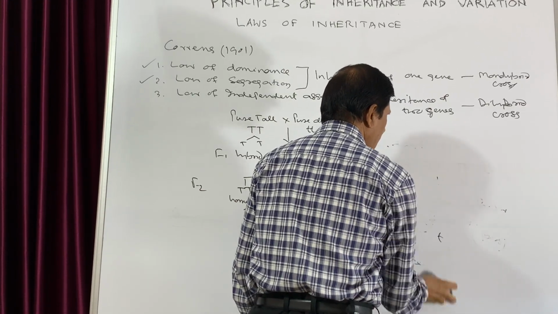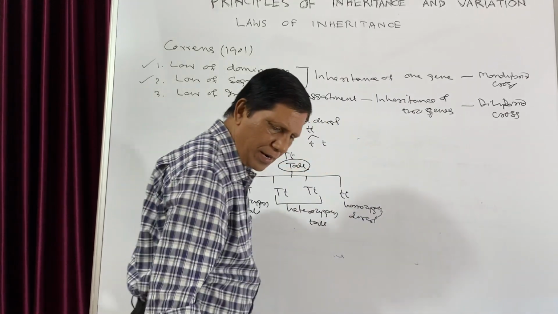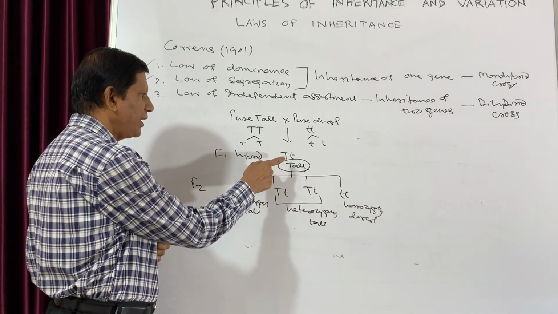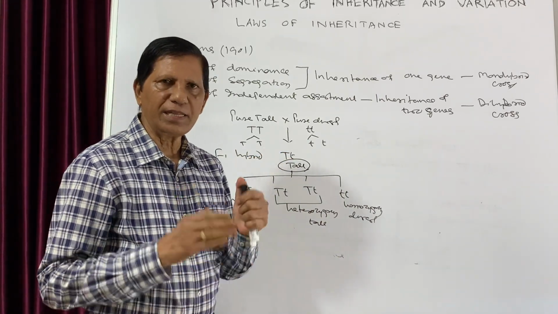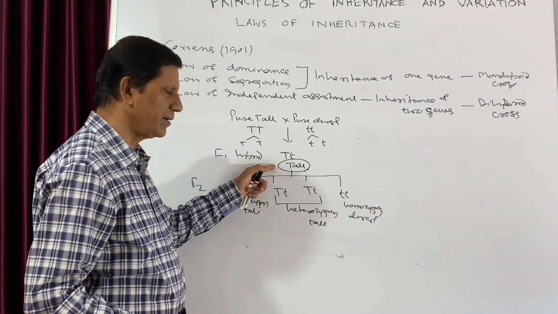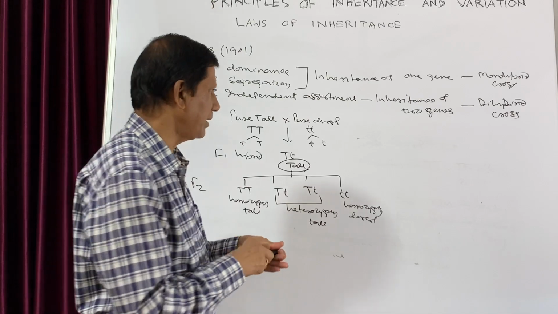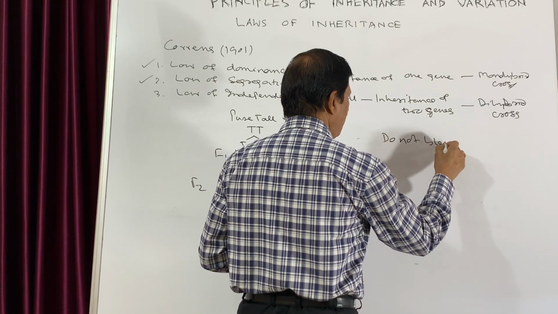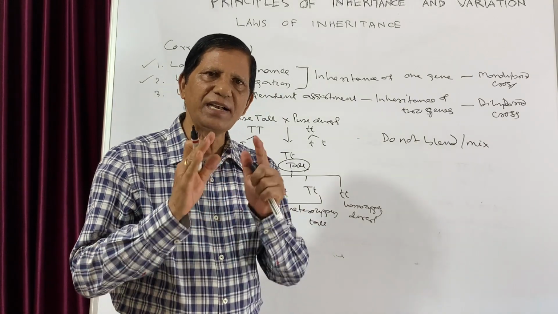So according to this law of segregation, when you look into this F1 hybrid, the F1 hybrid is tall, but the genotype is capital T and small t. That means both the alleles are present together in the F1 hybrid, but they do not blend together, they do not mix together. That is important. The alleles do not blend or mix together. Each one keeps its identity.